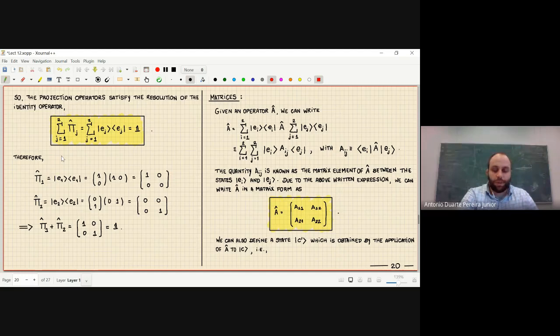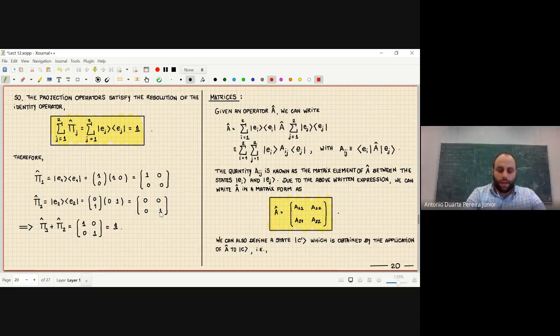pi 1, in these bases, so E1 will be the column vector 1, 0, and the bra associated to that will be the row vector 1, 0. When you multiply these two vectors, you get this matrix, which is 1, 0, 0, 1. Sorry, 1, 0, 0, 0. And you can do the same with pi 2, where the vector E2 is 0, 1. So now if you construct the matrix that is generated out of the outer product between E2 and E2, you get this 2x2 matrix, which is 0, 0, 0, 1.